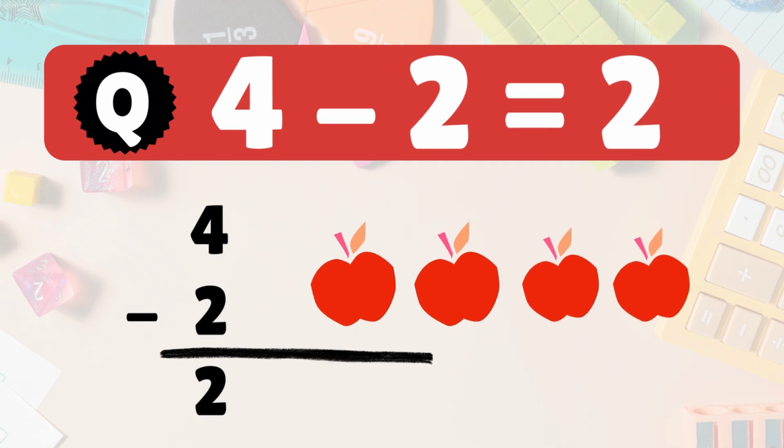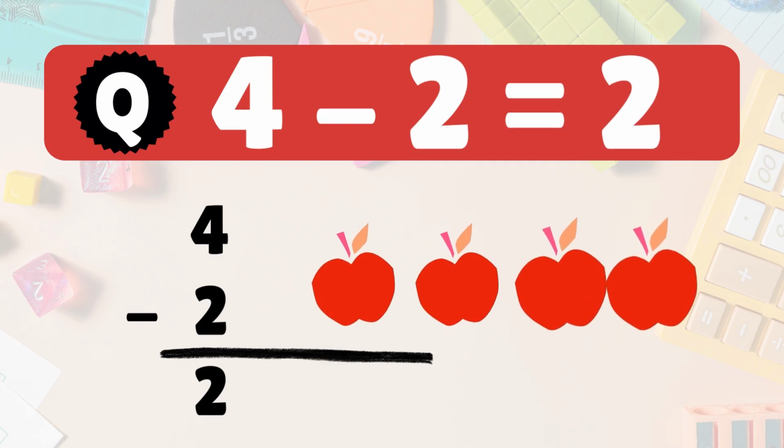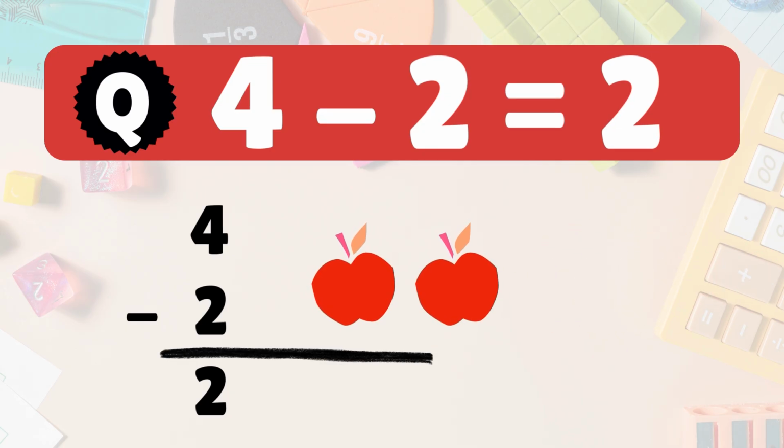4 minus 2 is 2. Here we have 4 apples. Take 2 away. 2 apples left. 1, 2. So 4 minus 2 is 2.